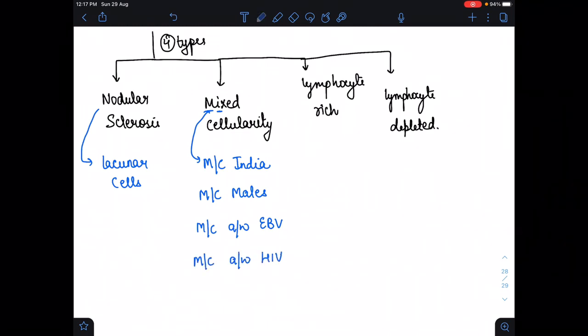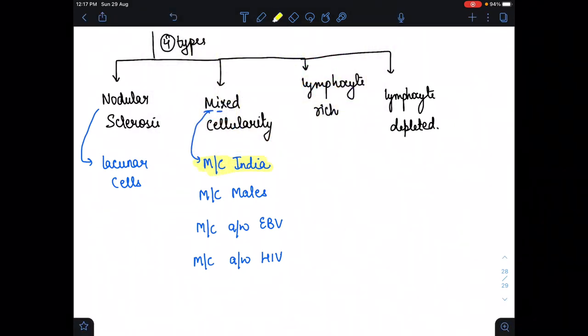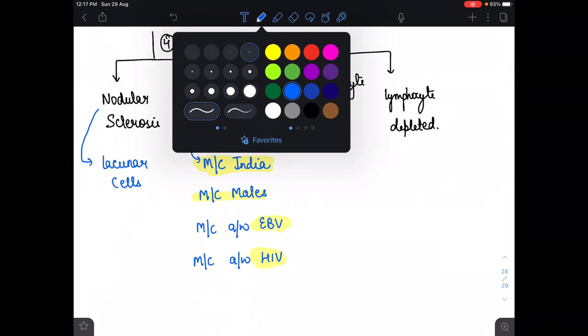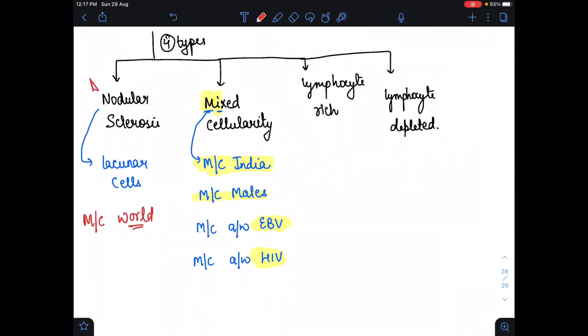And it is also most commonly associated with HIV. So please remember these points about the Hodgkin lymphoma, that it is most common in India, as M represents the most common and I represents the India. So most common in India Hodgkin lymphoma, mixed cellularity. M for males, so most common in males, associated with Epstein-Barr virus and HIV. And the overall most common in the world is nodular sclerosis. Please remember it, that most common in the world is nodular sclerosis, while in India mixed cellularity.